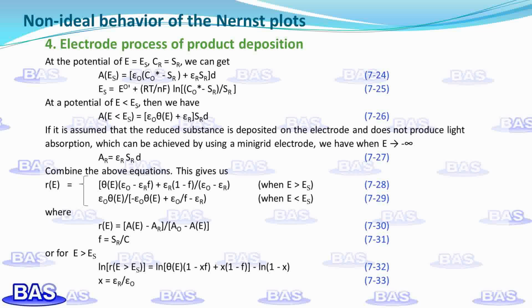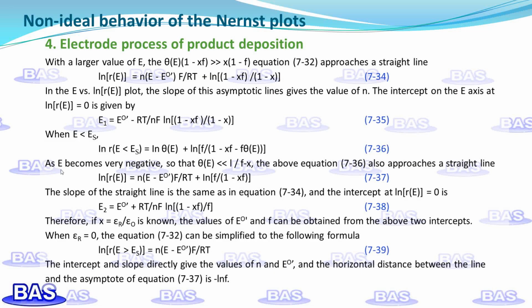Or for E larger than Es, it is expressed in equation 7.32, where X is proportional to the oxidized and reduced species extinction coefficients. With a larger value of E, equation 7.32 approaches a straight line. In the E versus ln-Re plot, the slope of this asymptotic line gives the value of n. The intercept on the E-axis at ln-Re equal to 0 is given by equation 7.35.